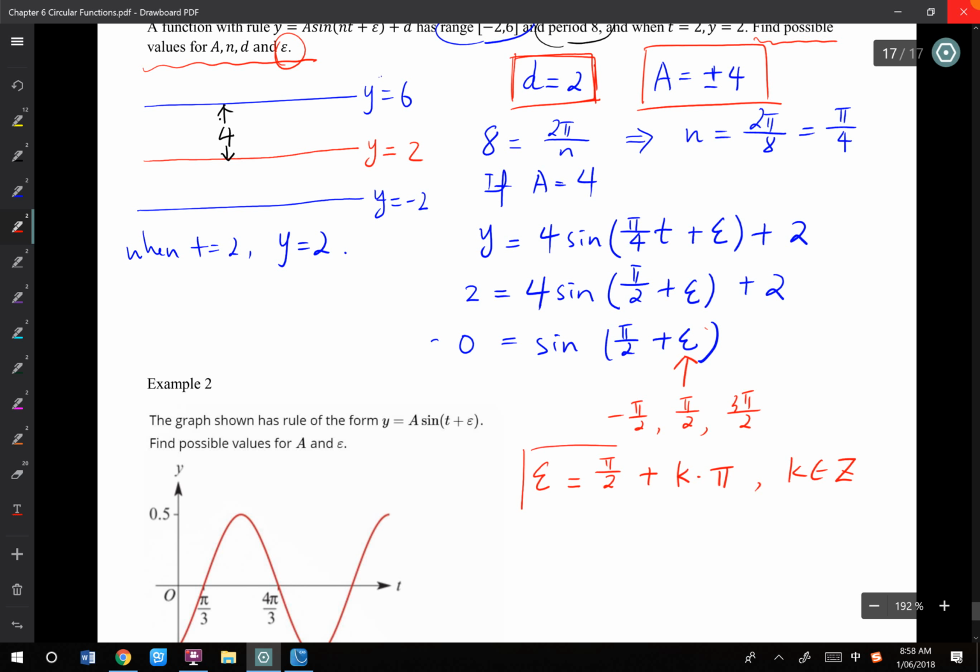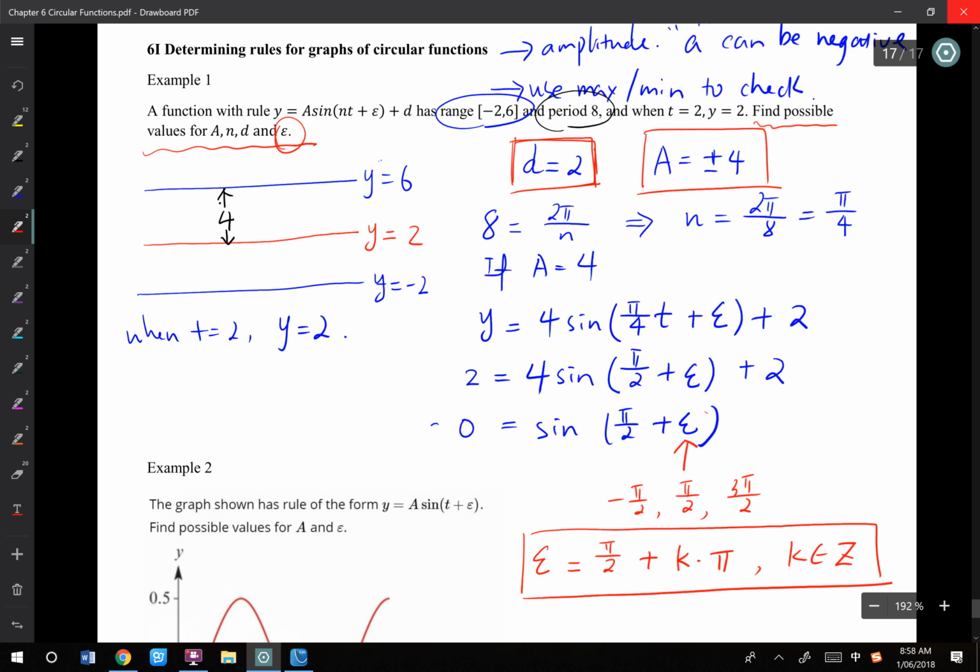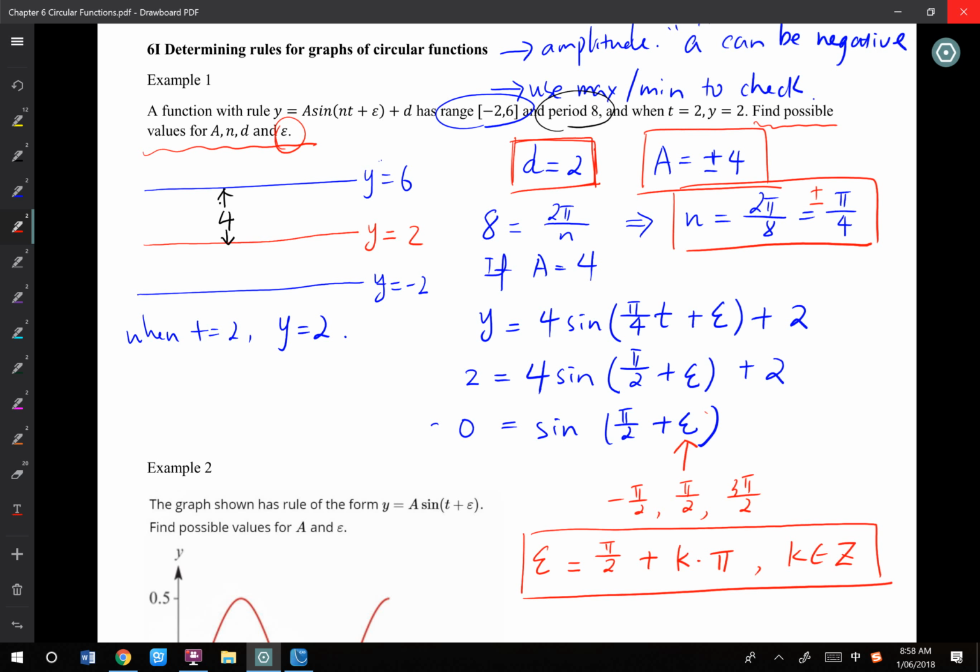And then I also have this value here. This is all the possible values here. And another one is the n value. Okay, n can be plus or minus as well. You need to understand that. Because dividing by positive n or by negative n will be the same thing. So it can be plus or minus √4 as well. So that's all the possible combinations here.